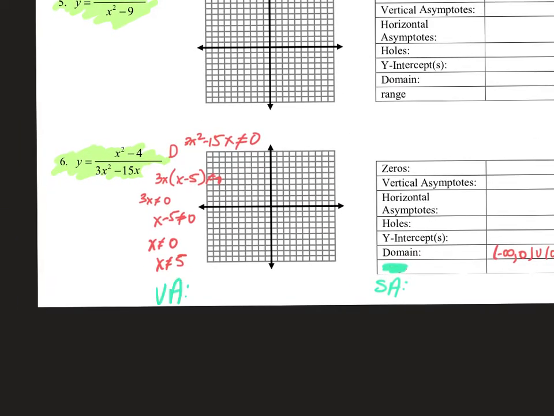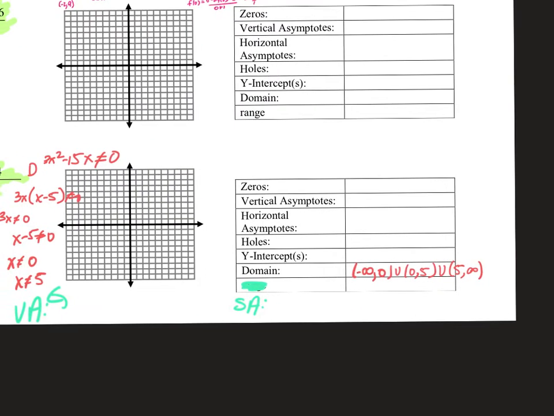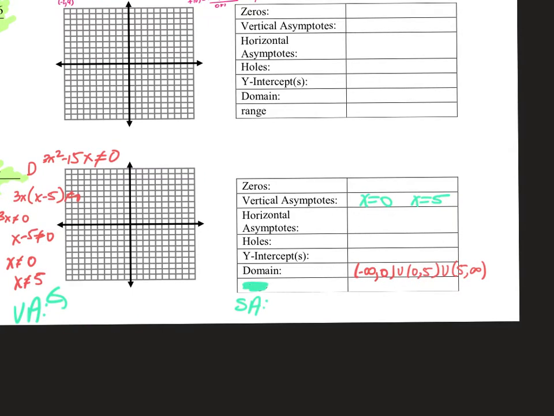Now we're going to ask, what's my vertical asymptote? Because your vertical asymptote goes hand in hand with your domain. So I have vertical asymptotes at x equals 0 and x equals 5.